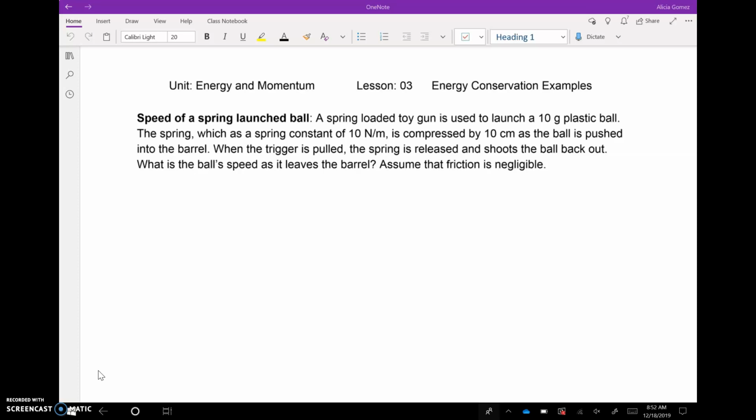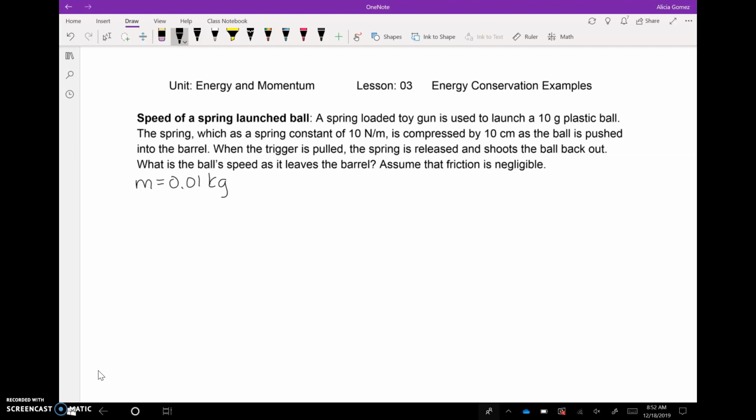So looking at this problem here, we're trying to find the speed of a spring launch ball. So we have a spring-loaded toy gun, and it's used to launch a 10-gram plastic ball. Alright, so kind of listing things. We know that the mass here is 0.01 kilograms. Right, so I converted from grams to kilograms here, SI units.